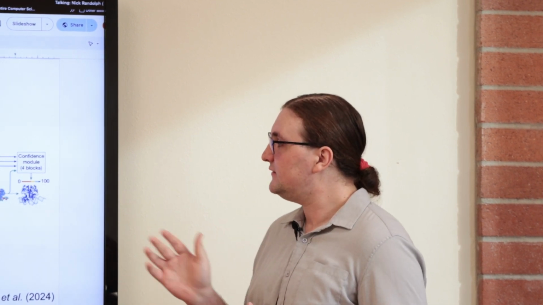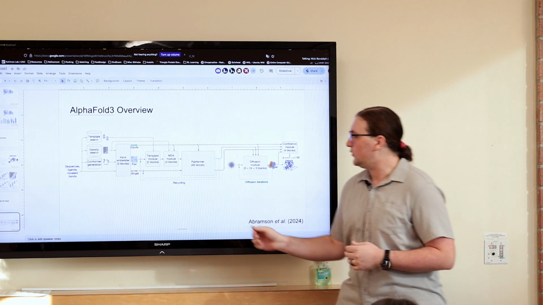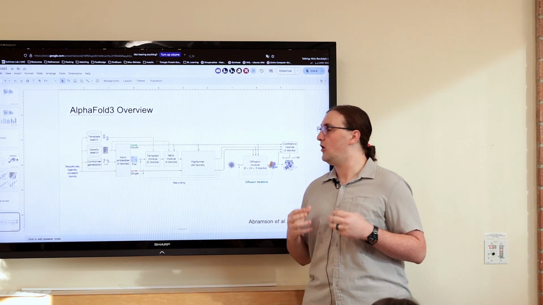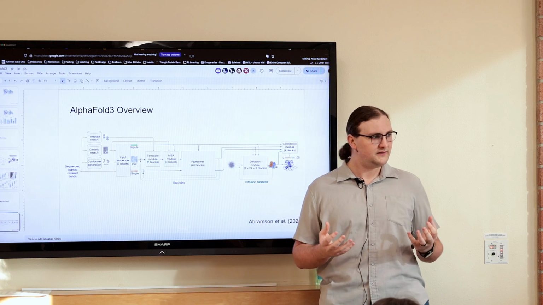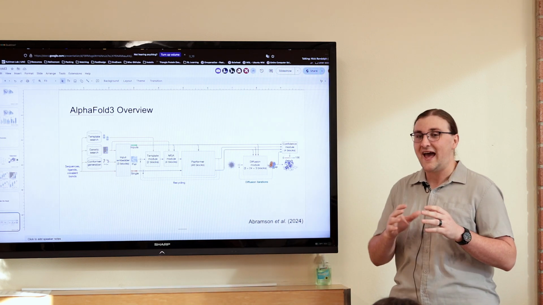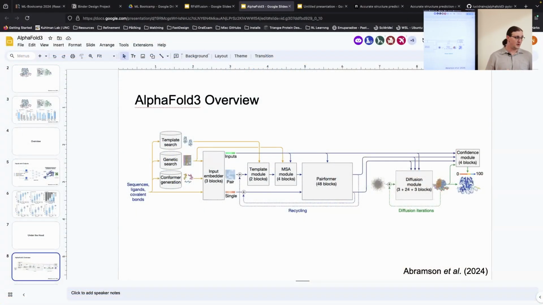Cool. Okay, so once we have these different representations, we throw them through some blocks. They use 2 intermediate blocks to take in all the information from the templates and the MSAs, which is maybe a little different from Rosetta or from AlphaFold2, where they had this explicit MSA representation that they carried throughout the EvoFormer.